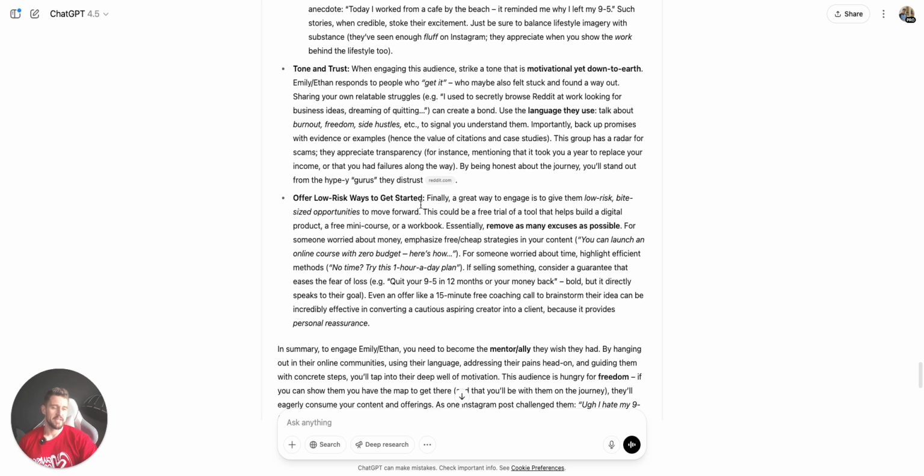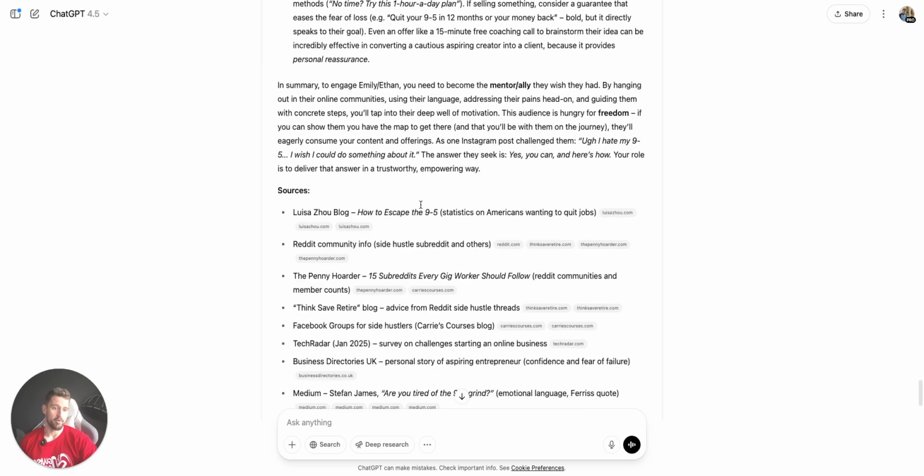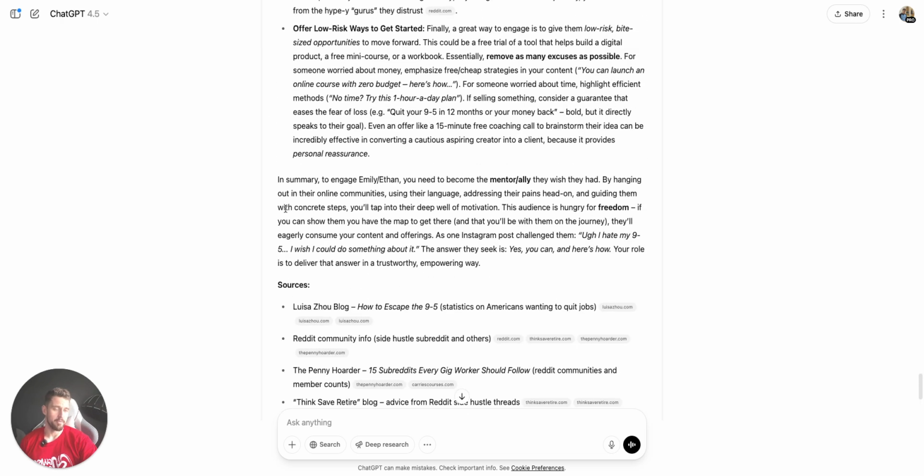Offer low risk ways to get started. Again, that's important for people, especially if money's a problem. Then you don't want to be taking a load of risk and shelling out a load of money and then being caught short. There are ways to create a digital product business with, I wouldn't say no overheads, because there's always going to be a cost.